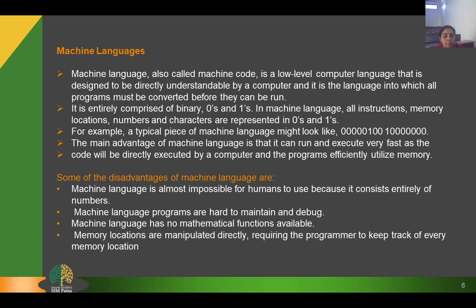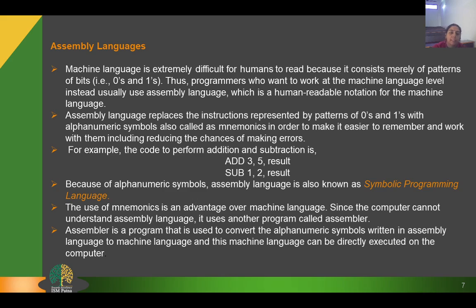It has several disadvantages also. It is hard to maintain and debug. It has no mathematical functions. It is almost impossible for humans to use because it consists entirely of 0s and 1s. Memory locations are manipulated directly, requiring the programmer to keep track of every memory location, which is difficult. So these limitations are removed by the evolution of assembly language.